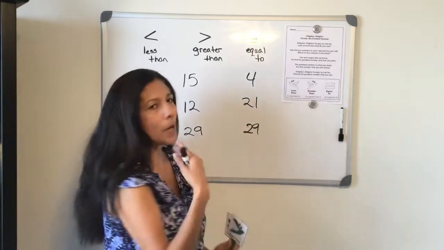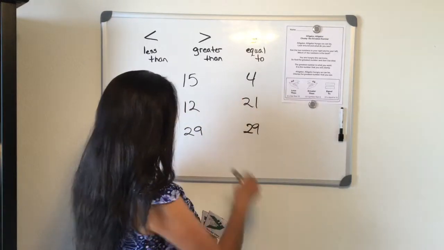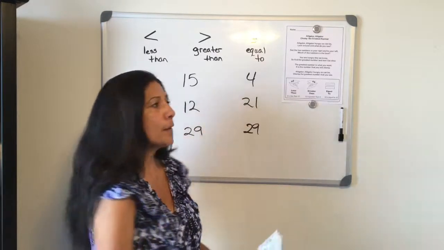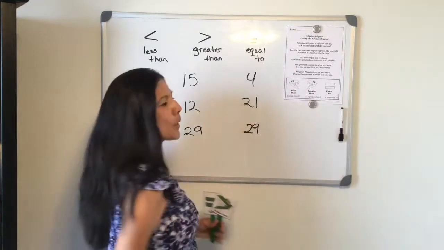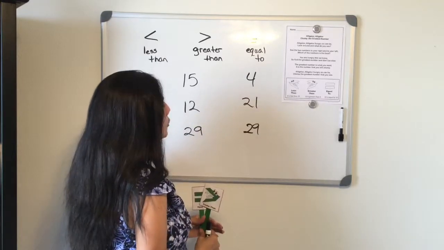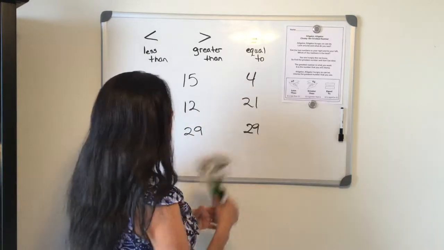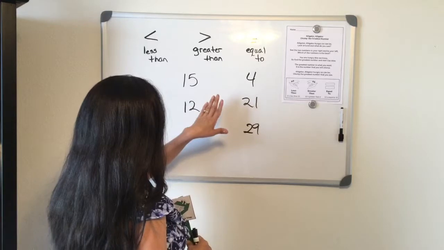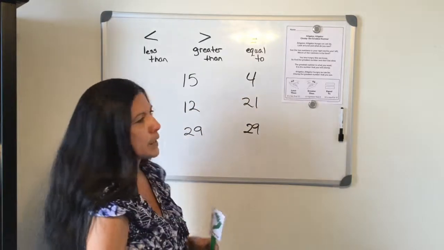12 and 21, which symbol is going to go in there? And then 29 and 29. If you have Mr. Alligator poem to help you, then that's great. If not, you can just in your mind think about which symbol you would use there. All right, so let's go ahead and look at the first one, 15 and 4.